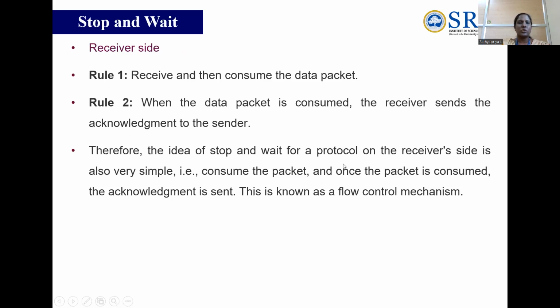At the receiver side, we have two rules. The first rule: receive and then consume the data packet sent from the sender. Rule 2: when the data packet is consumed, the receiver sends the acknowledgement to the sender. Therefore, the idea of stop and wait protocol at the receiver side is also very simple. Once the packet is consumed, the acknowledgement is sent to the sender. This is known as the flow control mechanism.